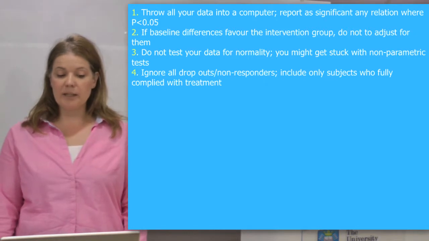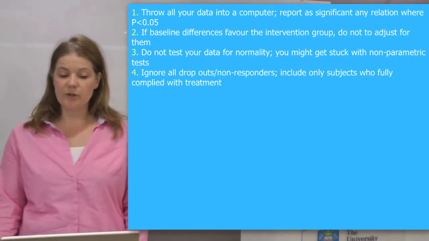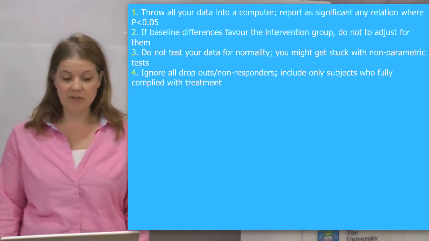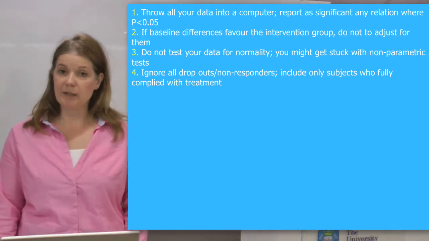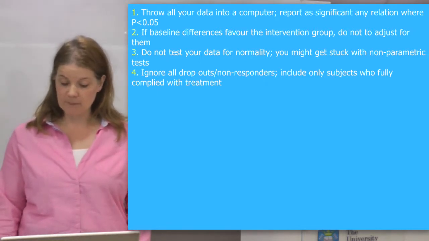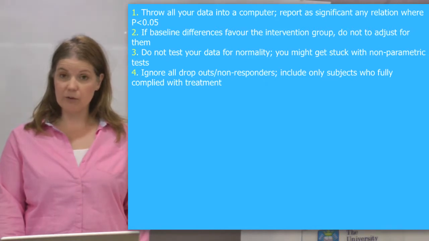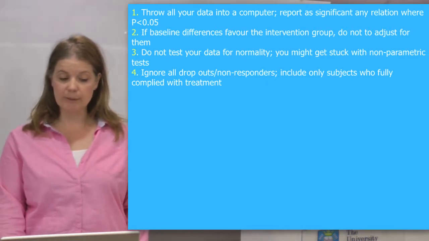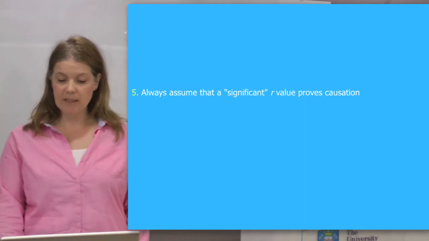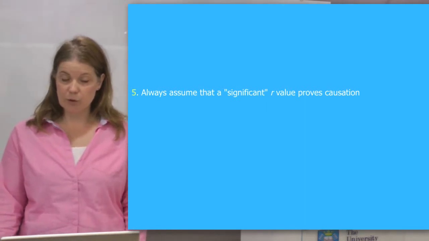Another thing that's common is that dropouts and non-responders are not included in the analysis. Only those people who have complied with treatment are included, which obviously skews your results somewhat, because there may be a reason why those non-responders have dropped out and they need to be included in the analysis also. This comes back to my point about causation.